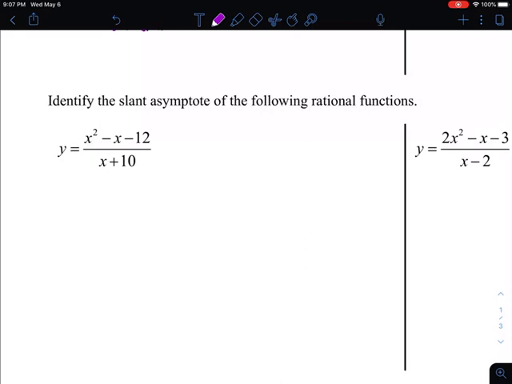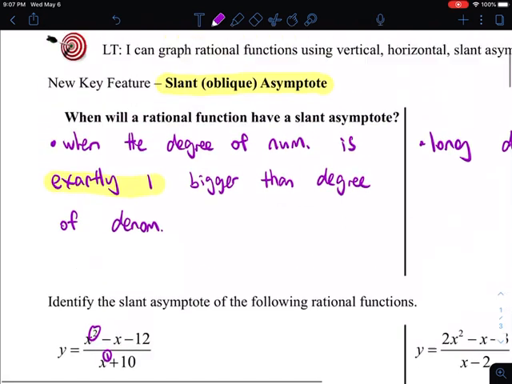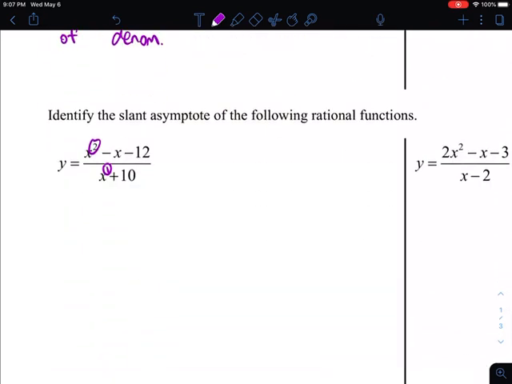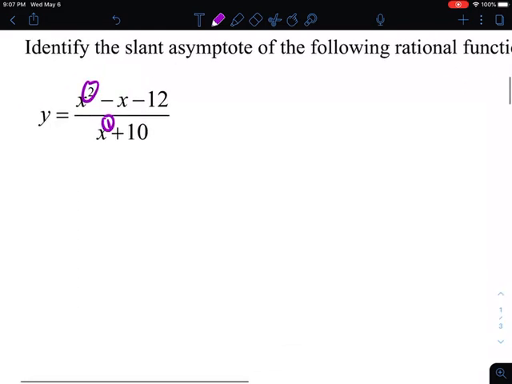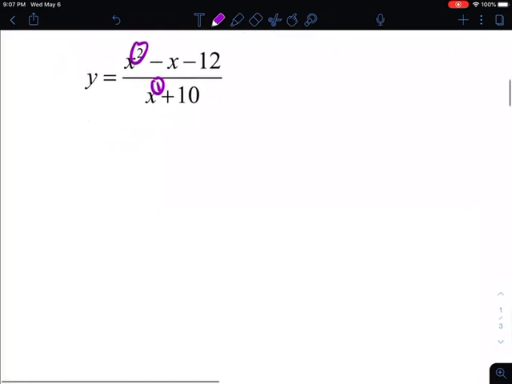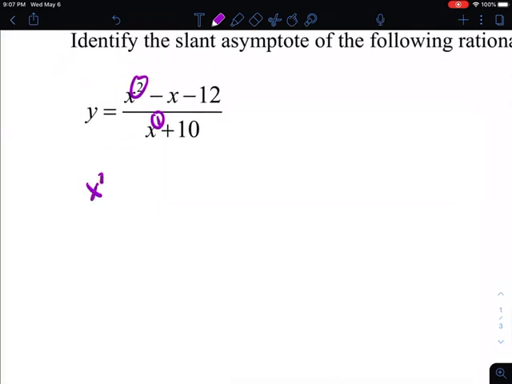So find the slant asymptote of the following rational functions. First of all, let's look at the degree. The degree on top is 2. Degree on the bottom is 1. So the degree on top is exactly 1 bigger, so we know we're going to have a slant asymptote. How do we find it? Let's go ahead and use long division. We're going to divide x squared minus x minus 12 by x plus 10.